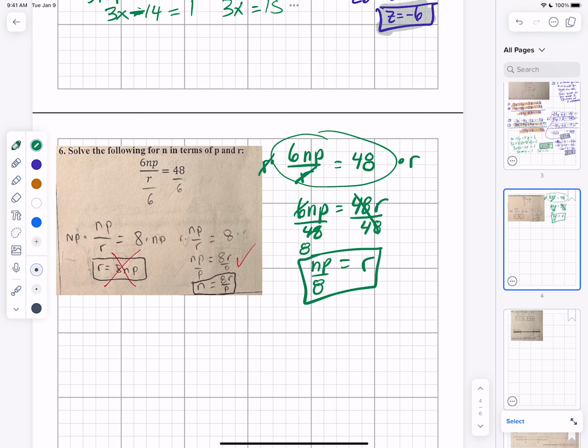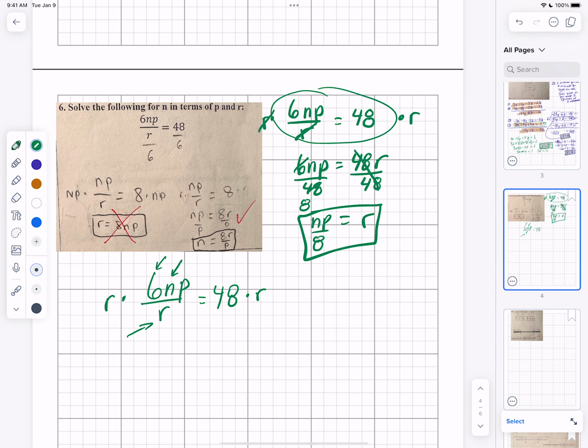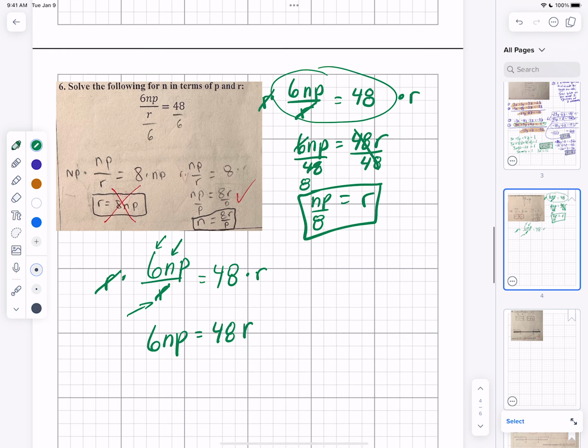Now I want to solve in terms of p. So now I'm going to look at 6np over r equals 48. And so I want to get the 6 out of there. I want to get the p out of there, and I want to get the r out of, sorry. Because I'm solving for p, I want to get the n and the r out of there. So I get the r out of there just by multiplying both sides by r. So now I have, cancel my r's. So I have 6np equals 48r, just like I had before.